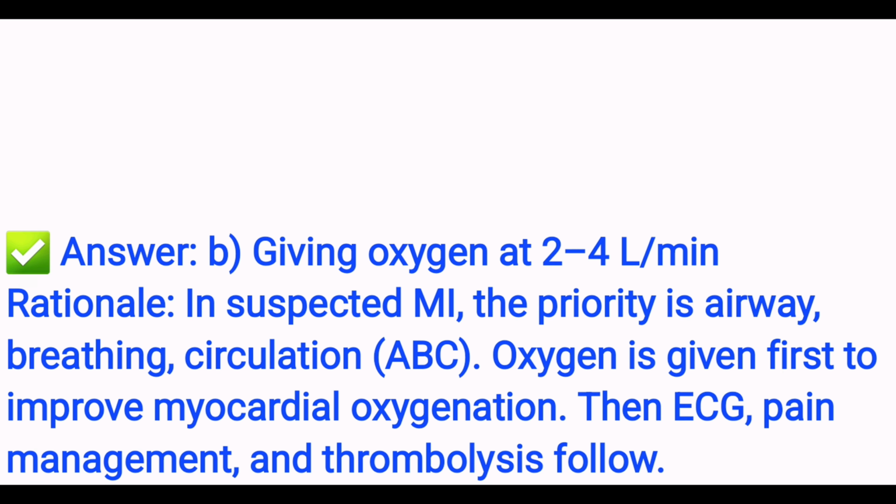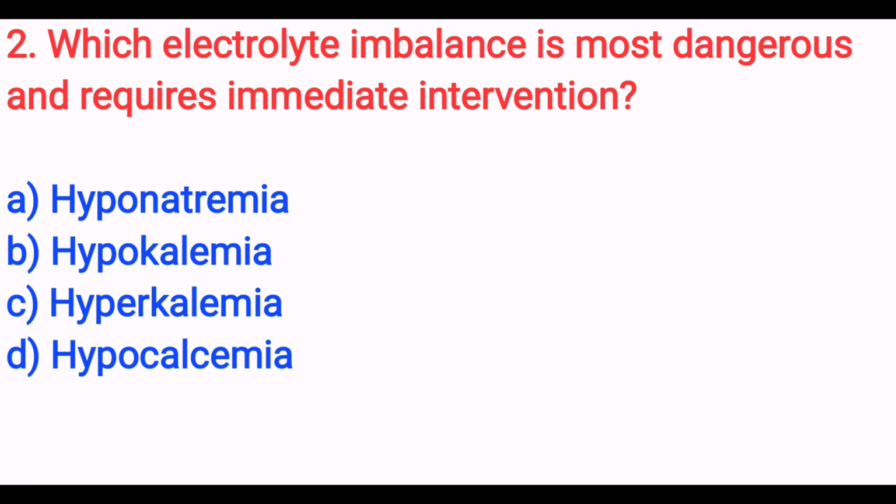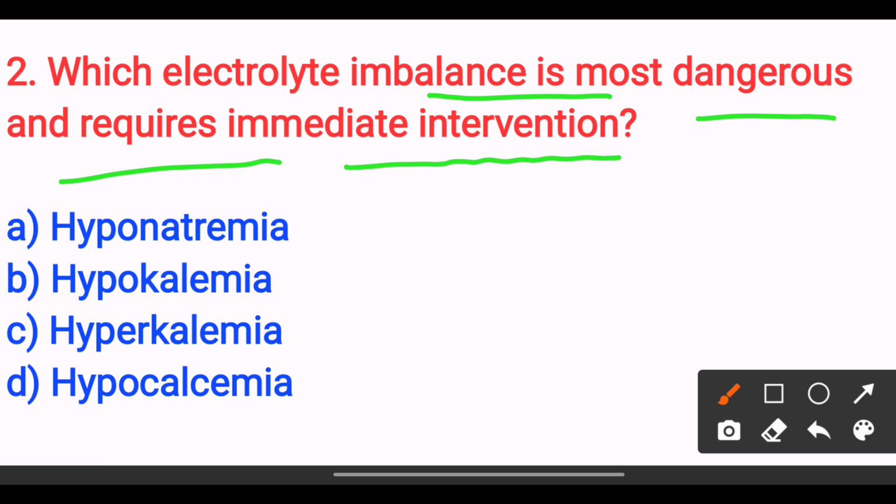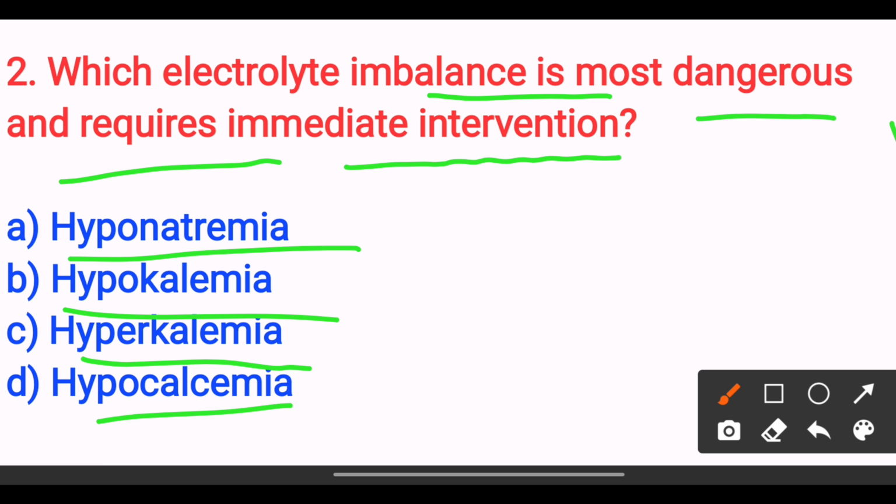Next, which electrolyte imbalance is most dangerous and requires immediate intervention? Option A, hyponatremia; option B, hypokalemia; option C, hyperkalemia; option D, hypocalcemia. The answer is option C.